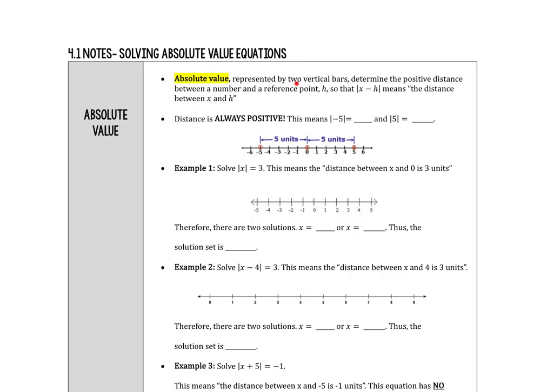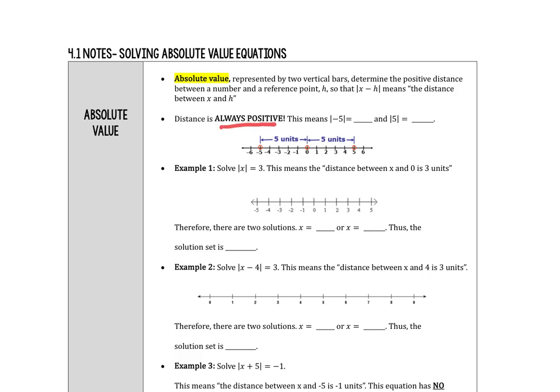Absolute value, which is represented by these two vertical bars, determines the positive difference between a number and a reference point h, so that the absolute value of x minus h, what this means is just the distance between x and h. So keep in mind, distance is always going to be positive.